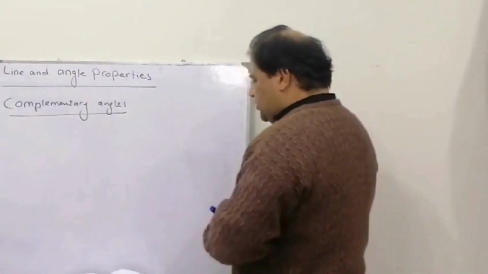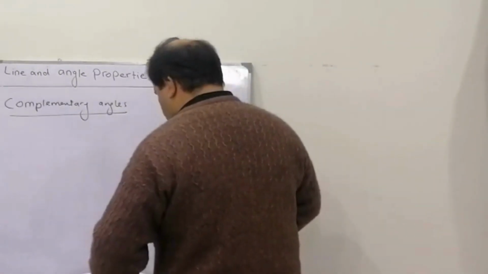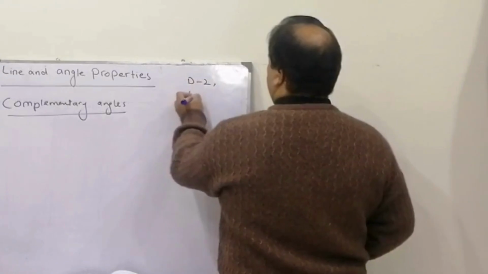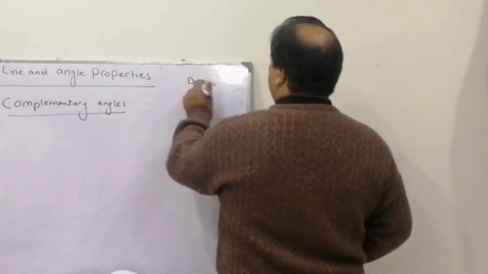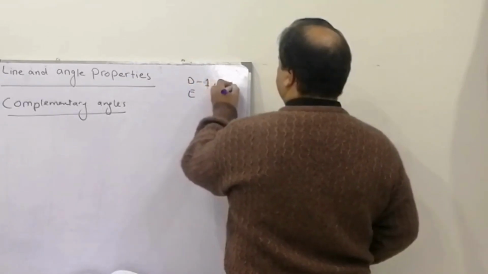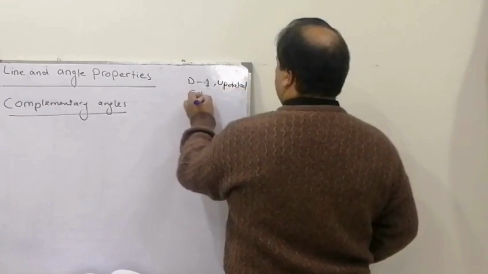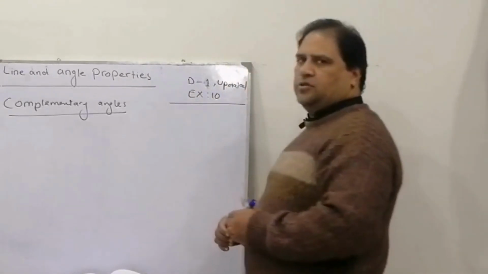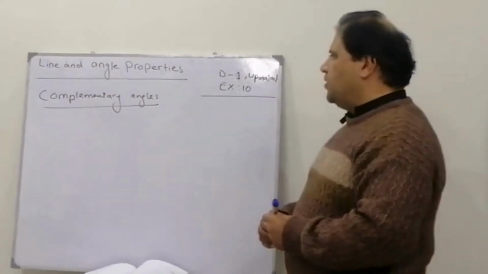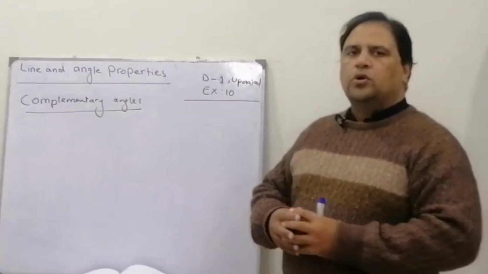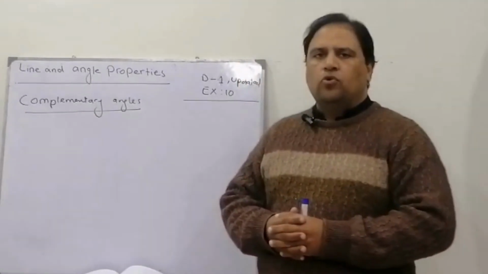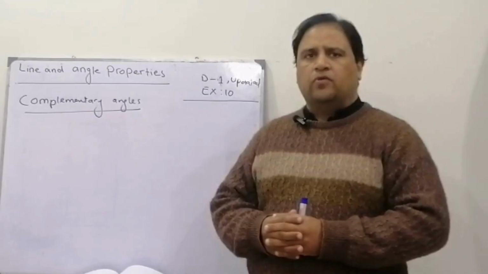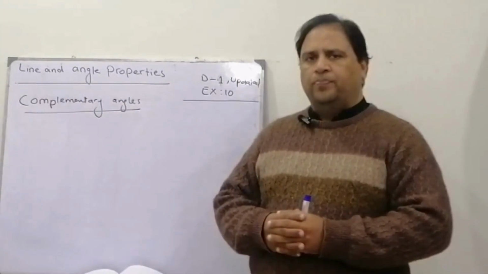For example, I'm just taking the examples from D1 updated, exercise 10A. We will solve a few parts of different questions. First, we're starting with the complementary angle. As I told you, the sum of two angles is 90 degrees, and if we know one angle and want to find the complementary angle, what we do is subtract the given angle from 90 degrees.